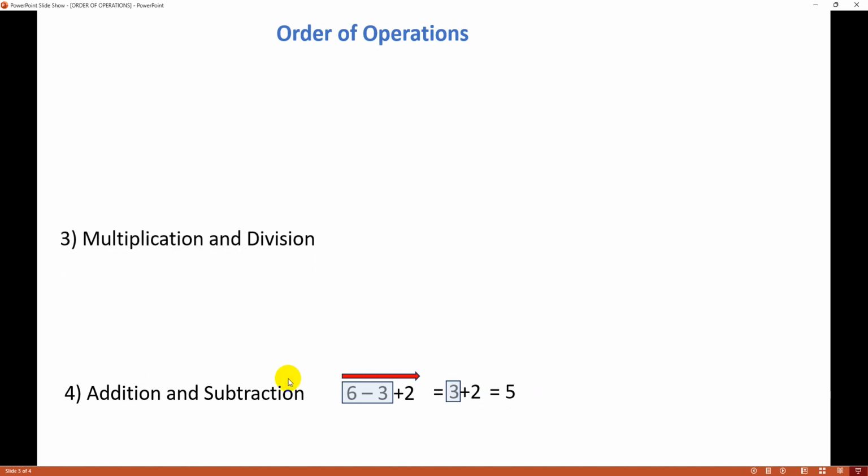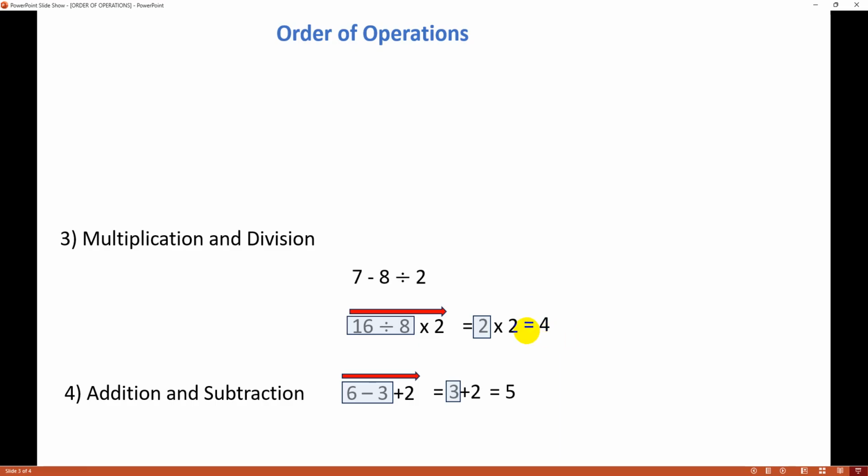Now, the next level is multiplication and division. So if we see multiplication and division, we do that before we do addition and subtraction. Here we have an example where we only have division and multiplication. So same as before, when we only have operations in one level, we move from left to right. So we do 16 divided by 8, which would be 2, and then we multiply 2 times 2, which would be 4.